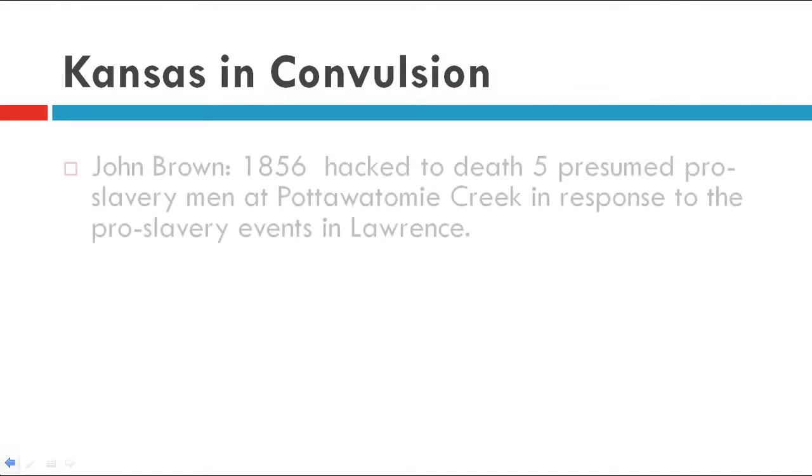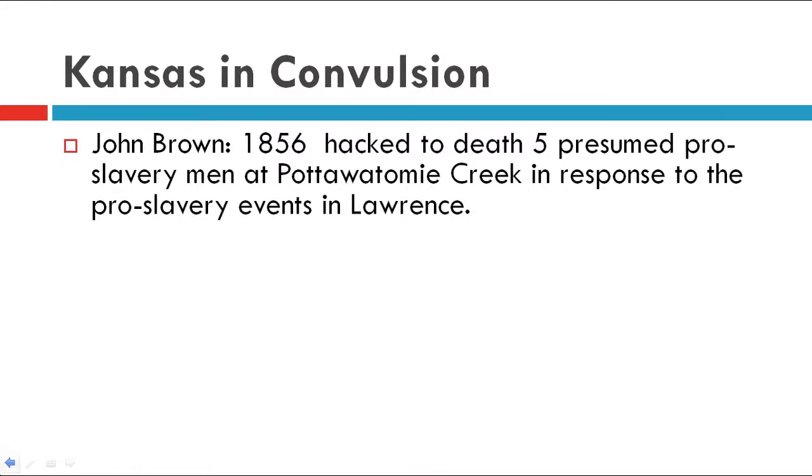Okay, so entering into the mix, John Brown, a fanatical abolitionist who in 1856, alongside several of his sons, hacked to death five pro-slavery folks at Pottawatomie Creek in response to pro-slavery events that occurred at Lawrence.